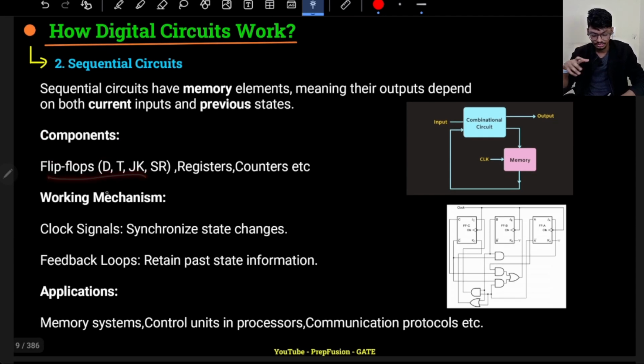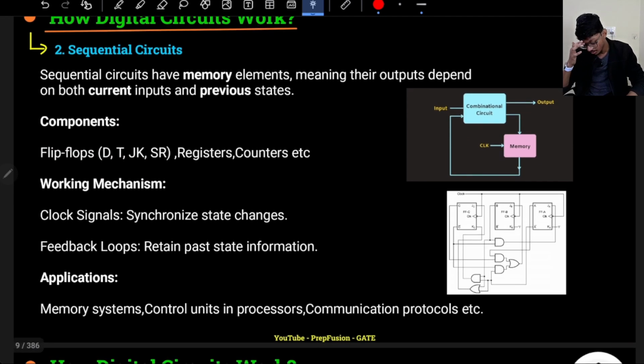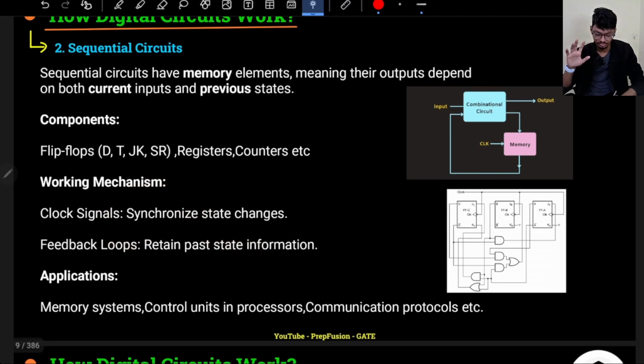What are the components of a sequential circuit? It has flip-flops like T flip-flop, JK, SR flip-flop, registers, counters. What is the working mechanism? It is simple. There is a clock signal which synchronizes the state changes. It has a feedback loop that feeds back the previous values to retain the past values. What are the applications? Memory systems, control units, communication protocols, etc.